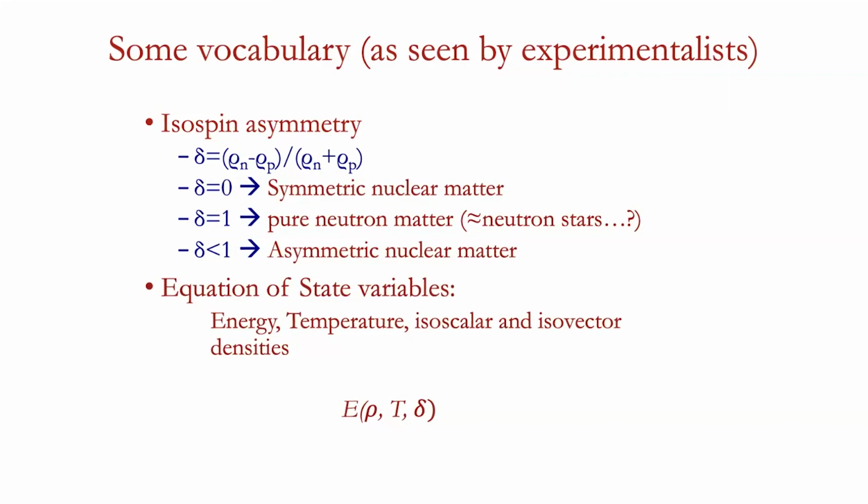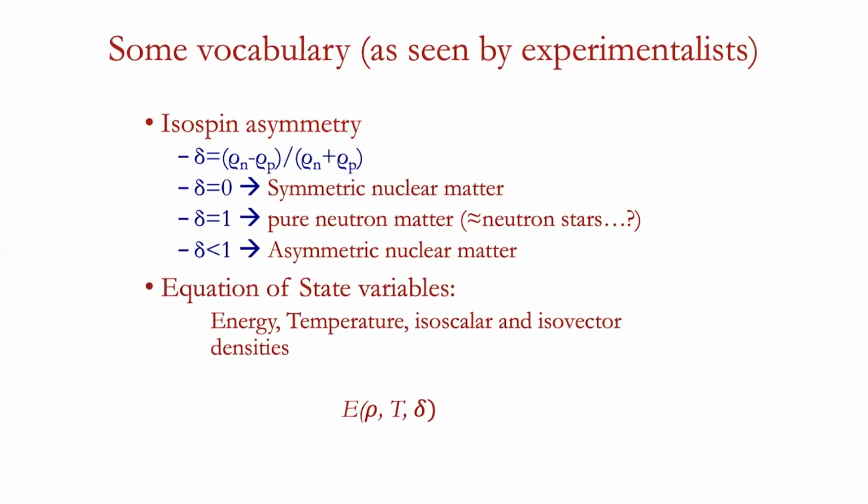When you have delta less than 1, you have asymmetric nuclear matter, and that's the condition that we usually have in the laboratory when we do experiments, except when you study collisions between symmetric nuclei, that means delta equals 0. Of course, we never have this situation, so our results are always something that should be extrapolated when we go towards neutron matter that is extremely rich in neutrons.